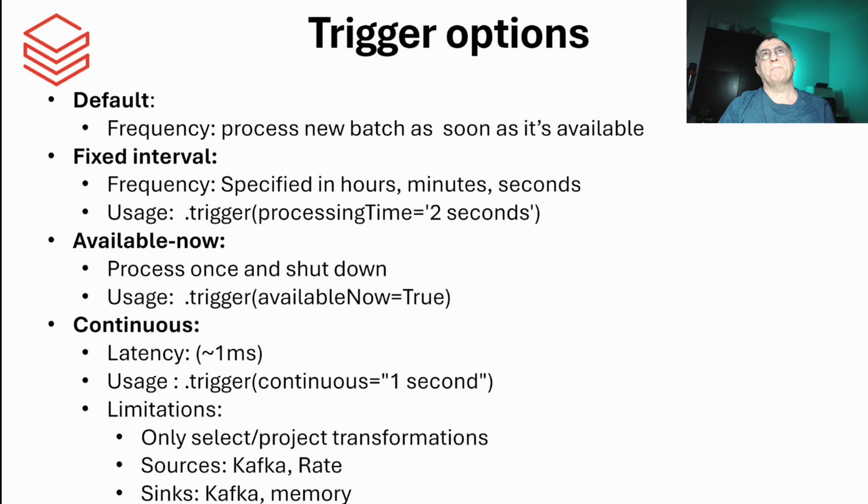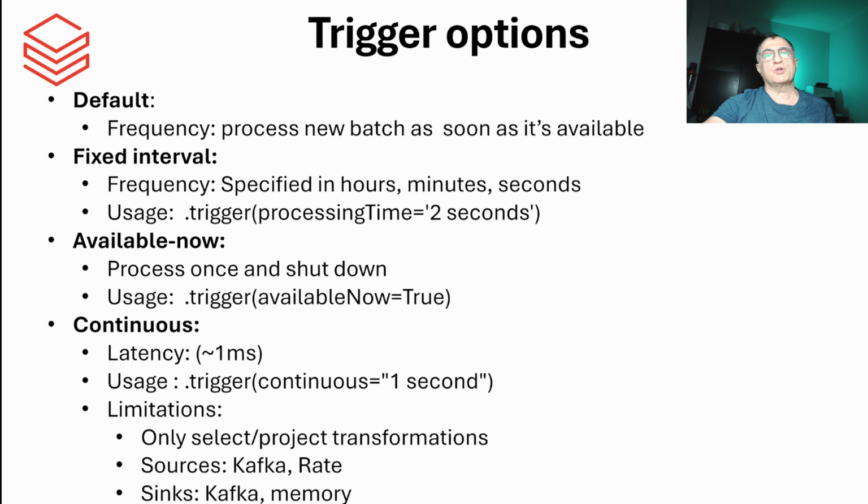Let's now talk about trigger options. So far we have created a basic streaming pipeline and we didn't specify any triggering or streaming frequency options. By default, if you don't specify anything, Spark will process a new microbatch as soon as it's done with the previous one. So let's talk about other available options. Fixed interval allows you to specify the frequency of your microbatches. Using this option, you can specify microbatch frequency in hours, minutes, or seconds. So here's the example.